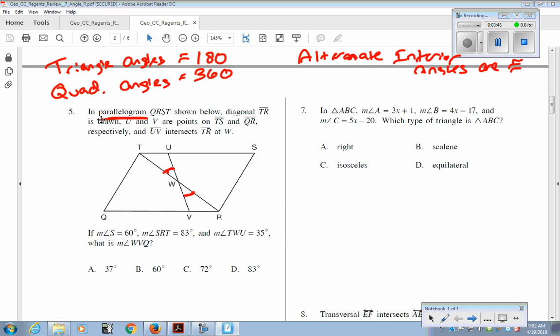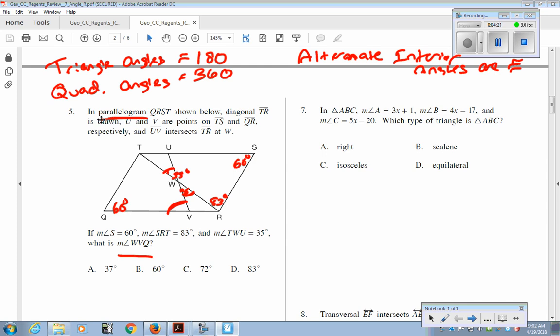So we got angle S is 60. Well, I'm going to go ahead and label this angle Q as 60 also, because the opposite angles are equal. SRT is 83. So now I know that this angle here is 83. PWU is 35. So I know this is 35 right here. Well, I know that this one's going to be 35 also. They want us to find angle WVQ. So WVQ is going to be this angle.